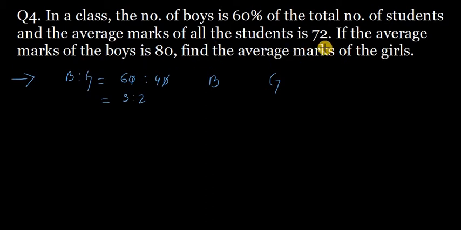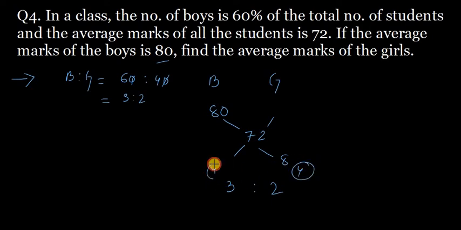And the average marks of all the students is 72. If the average marks of the boys is 80, so average marks 80, our total is 72. For the girls, the ratio of the number of boys and girls, the difference is 8. Like the ratio, 2 into 4 is 8, 3 into 4 is 12. Then 80 minus 72 is 8, plus 72, 80 minus 72, 60 is the average marks of the girls.